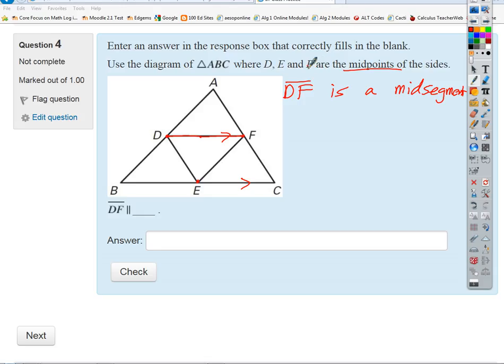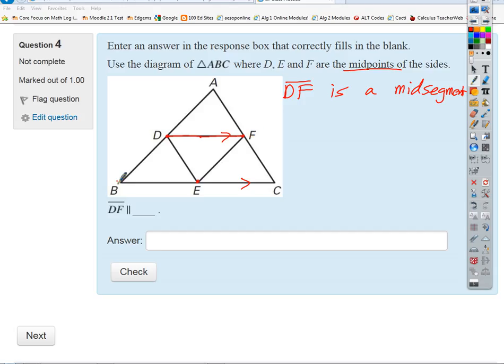Good. But there's one more thing about that mid-segment. It's parallel to segment BC. What's another relationship between those two things? How about the lengths of the segments? What's the relationship between the length of the mid-segment and the length of the side? It's half. Yeah, exactly. DF is half as long as BC.